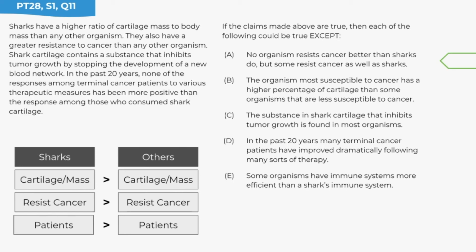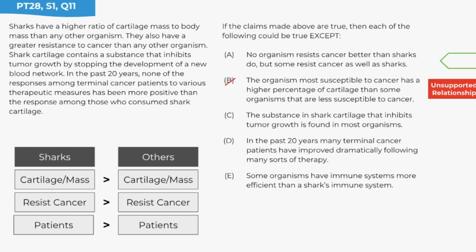Answer choice B says that the organism most susceptible to cancer has a higher percentage of cartilage than some organisms that are less susceptible to cancer. So what is the organism most susceptible to cancer? We were never given that information. We know it's not sharks, but we weren't given which organism is most susceptible to cancer. So to compare the percentage of cartilage that this organism has compared to other organisms that are less susceptible to cancer, well, that doesn't necessarily mean sharks. So essentially, we're comparing two organisms that are not sharks to each other. This is not going to be something we're able to sustain or contradict.